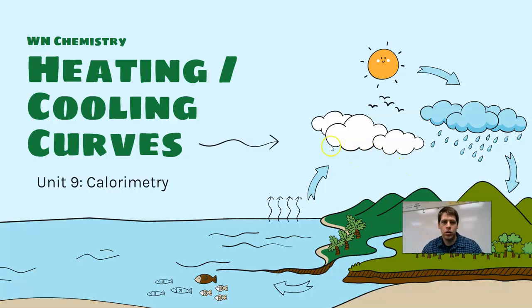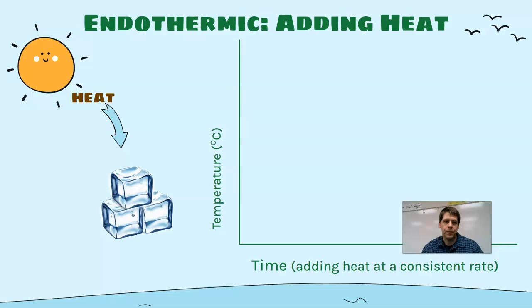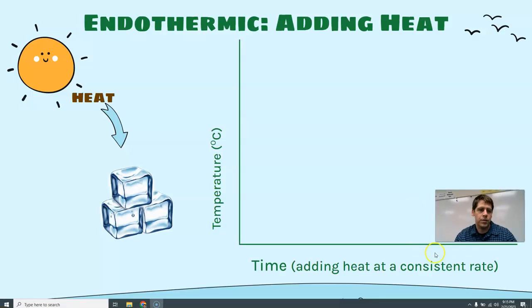We're going to talk about heating and cooling curves. So let's dive right in. A heating and cooling curve is a way of representing the changes of a substance. Usually it's water, but it could be any substance, as you add heat or remove heat. We'll look at adding heat first.